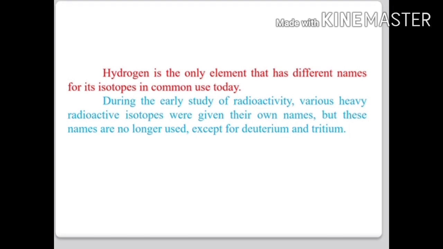Hydrogen is the only element that has different names for its isotopes in common use today. During the early study of radioactivity, various heavy radioactive isotopes were given their own names, but these names are no longer used except for deuterium and tritium.